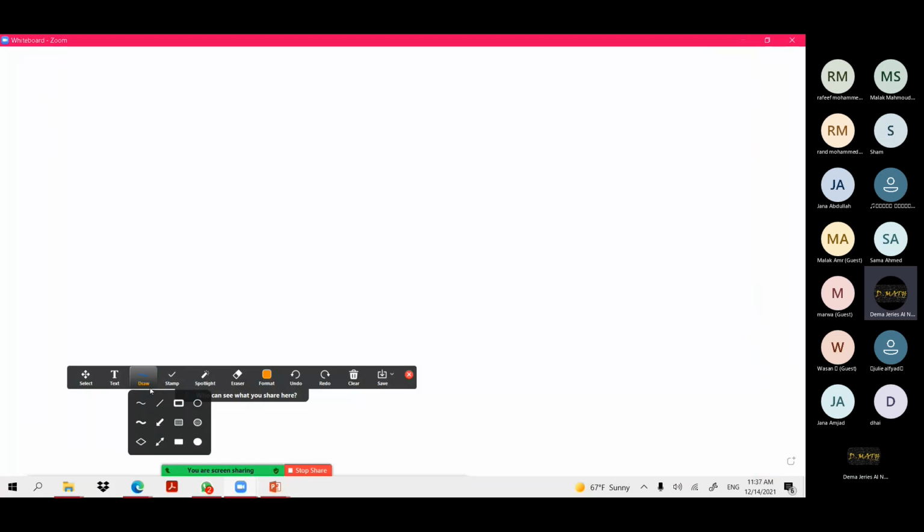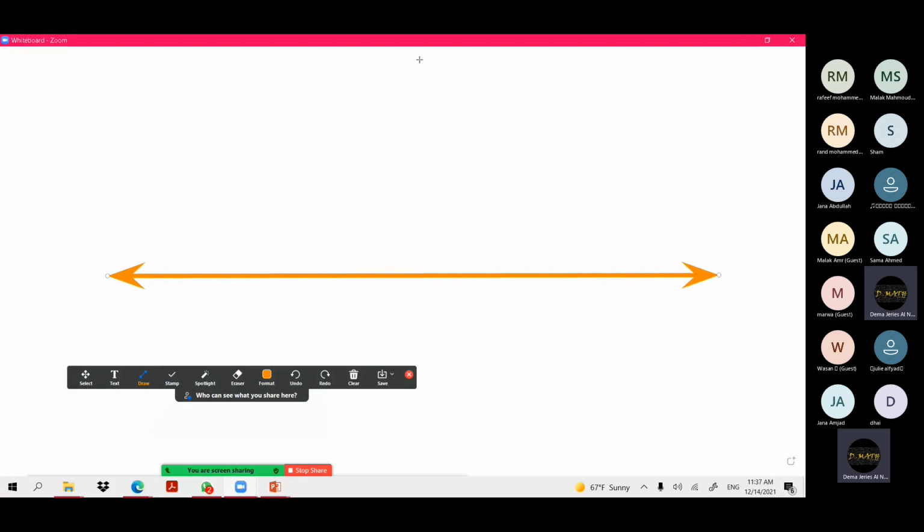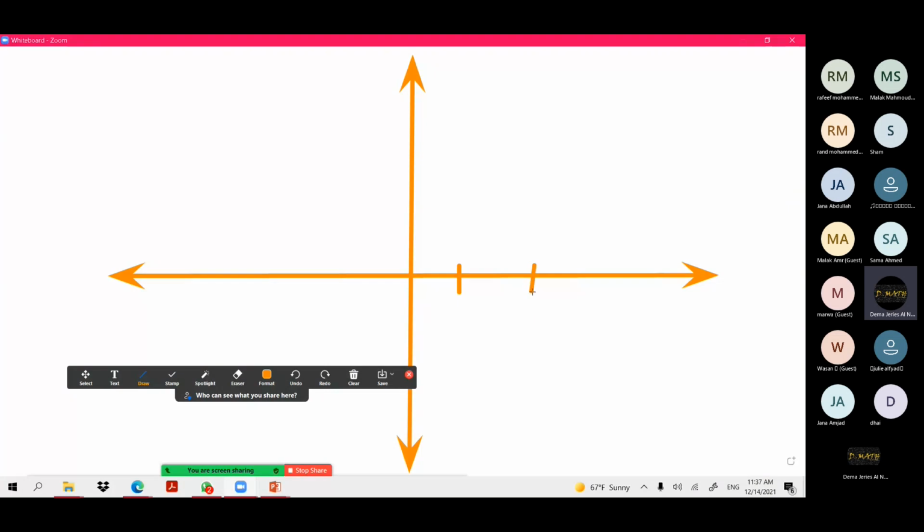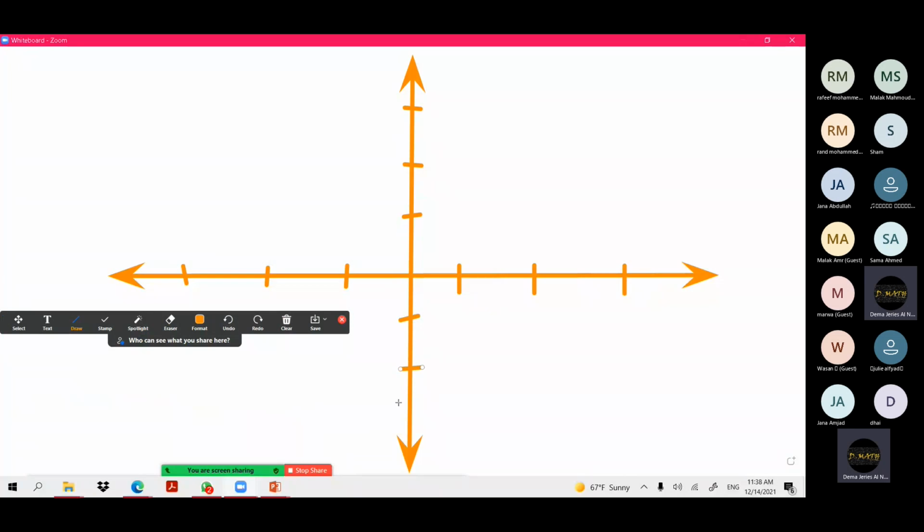Here we have the x-axis and the y-axis. Then we'll plot on numbers like 1, 2, and 3. There's a -1, -2, and -3. There's a 1, 2, and 3. There's a -1, -2, and -3.